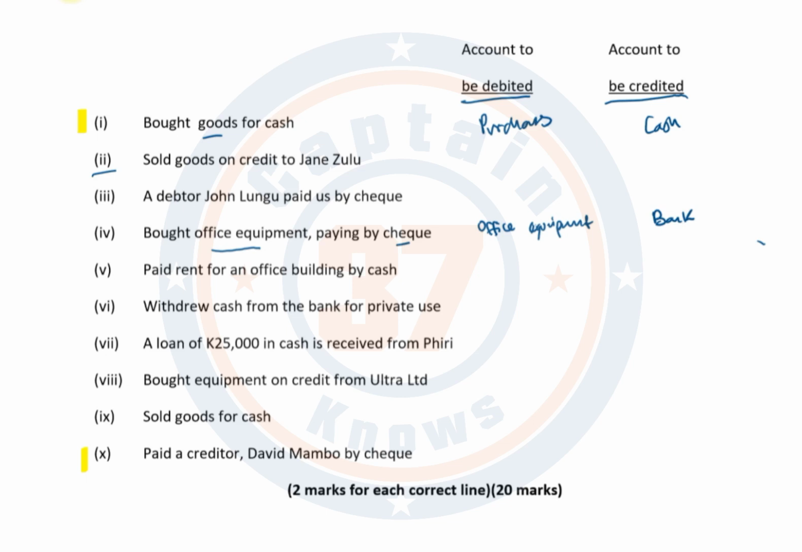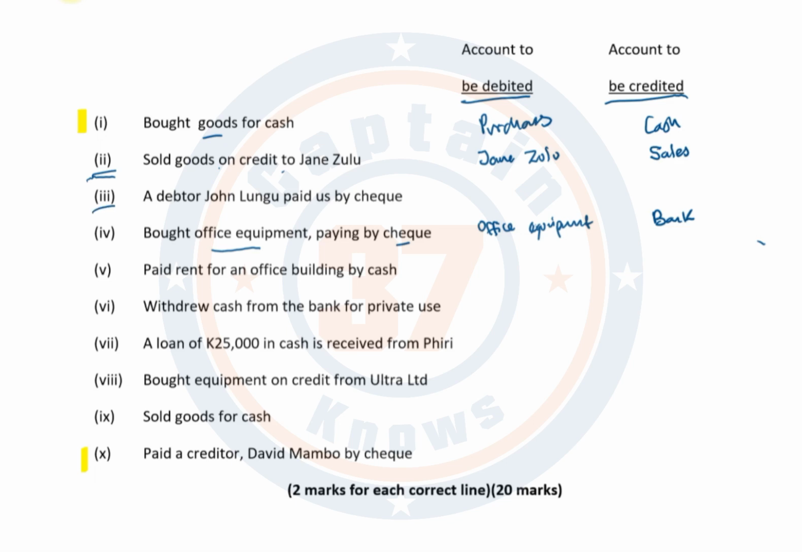Let's go to number 2. Sold goods on credit to Jane Zulu. Jane Zulu is receiving, okay? And as we are selling, we'll put sales. Sales, as a matter of principle, are always credited.